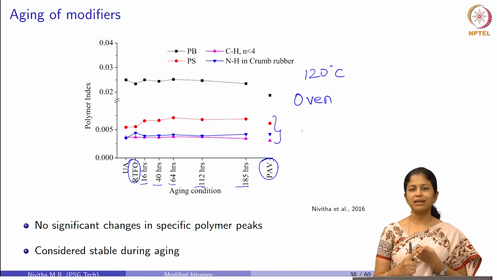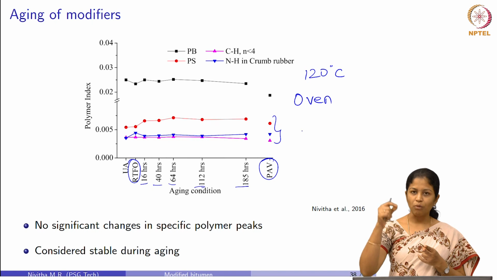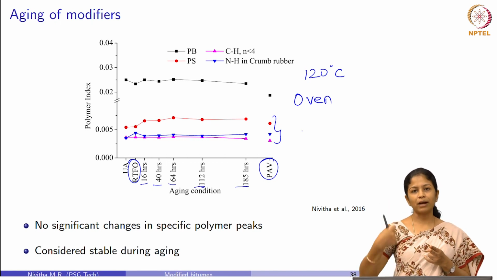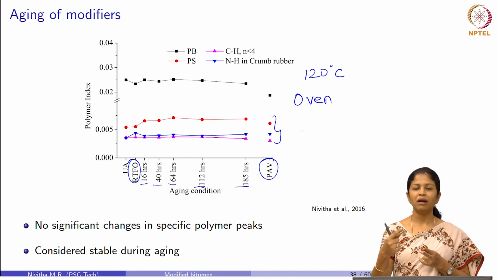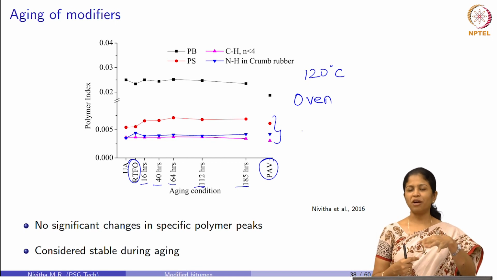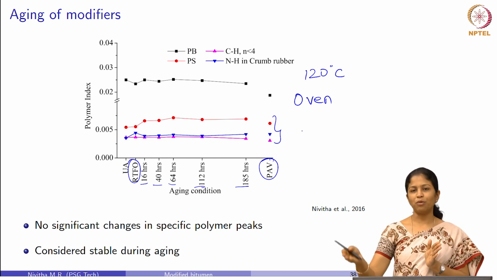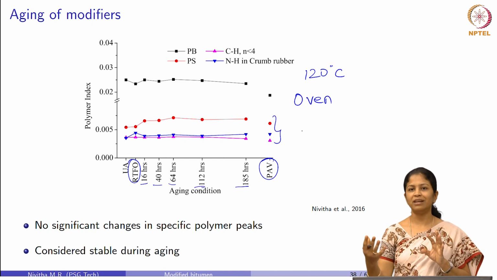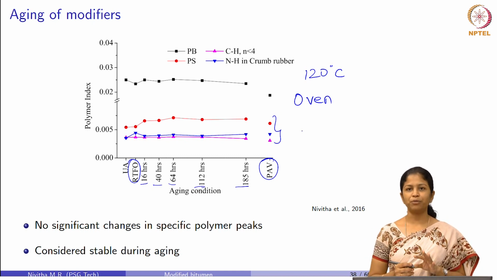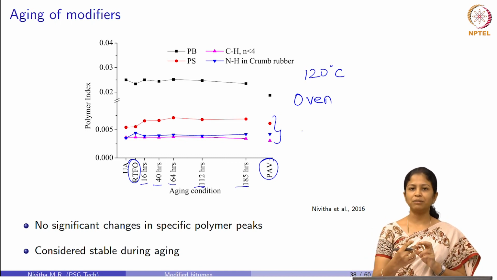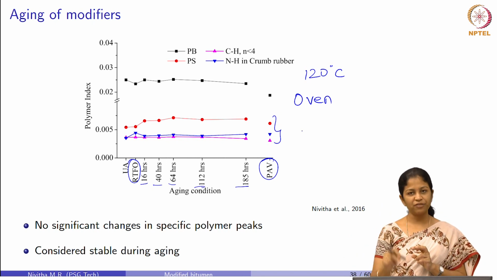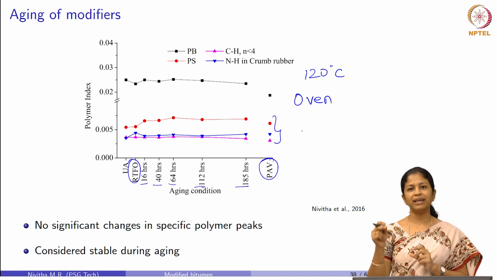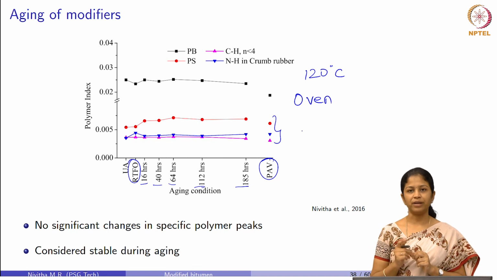The second exercise is to identify the modifier and quantify the aging which happens in the modifier. Now, we have mixed modifier and bitumen. We cannot age the modifier separately because that will not tell us what happens during the aging process. So, in the modified bitumen, we have to identify the modifier separately and quantify the aging that happens in the modifier.